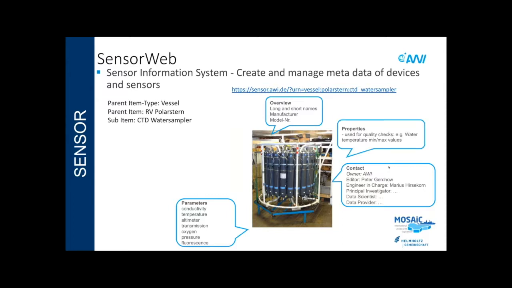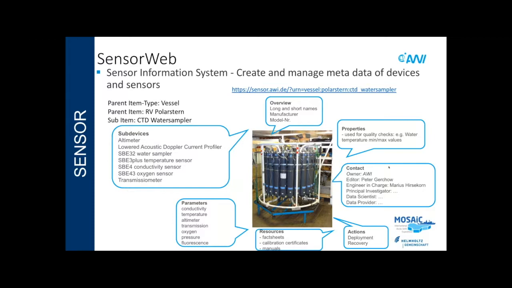We have properties of the device. This is used for the quality checks, for example, water temperature min-max values. And we have the actions, the deployments and recoveries. Every device has resources: fact sheets, calibration facts, manuals. And a device can have sub-devices. The CDD water sampler has an altimeter, lowered acoustic Doppler current profiler, and more.